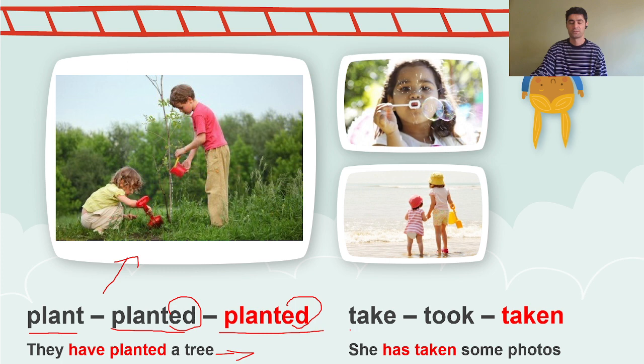Next example, take is an irregular verb. The second form is took. Third form is taken, and we use the third form. The example sentence is, she has taken some photos. This girl has taken some photos.